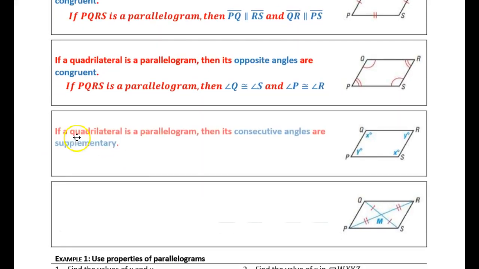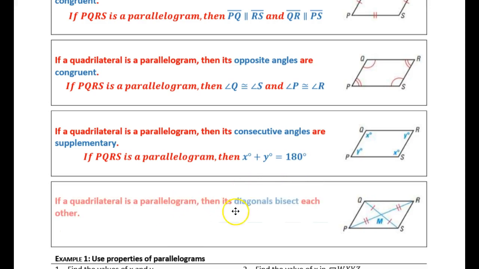If a quadrilateral is a parallelogram, then consecutive angles, meaning one after another, are supplementary, meaning they sum to 180 degrees. Here, Q and S, remember, are opposite angles, so they are congruent. P and Q are consecutive angles, so the sum of P and Q must be 180 degrees.